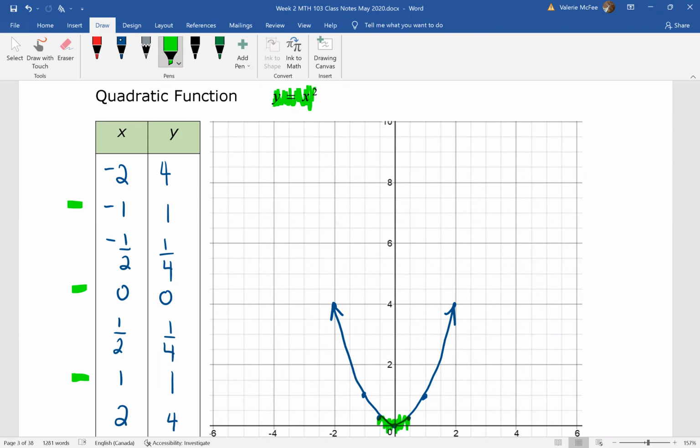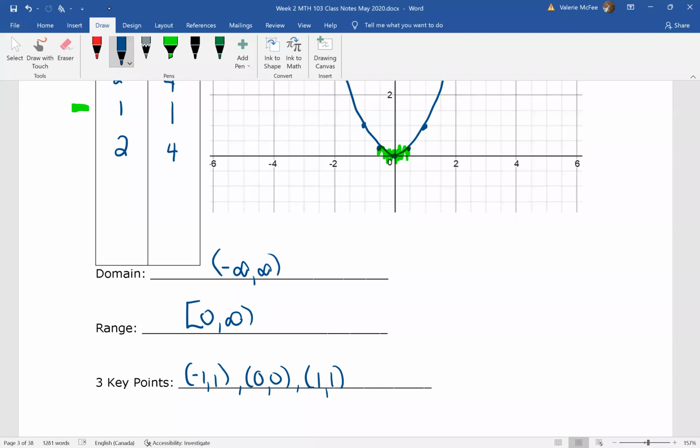You can pause your video and write down the domain and range for this function. And while the domain of all quadratic functions is the set of all real numbers, the range, of course, will change depending on where the vertex is and whether our graph opens up, like this one, or down.